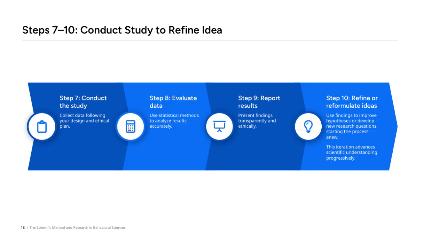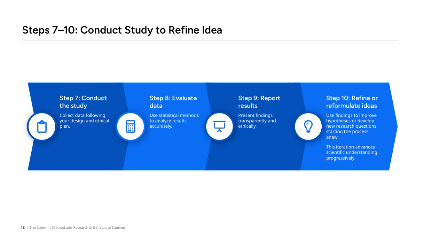Now, moving on to steps 7 through 10, which focus on conducting the study and refining your idea. Step 7 is where you collect your data according to the design and ethical guidelines you previously established. It's crucial to stay disciplined here to ensure the integrity of your data. Next, in step 8, you'll evaluate the data using appropriate statistical methods. This analysis helps you accurately interpret the results and draw meaningful conclusions.